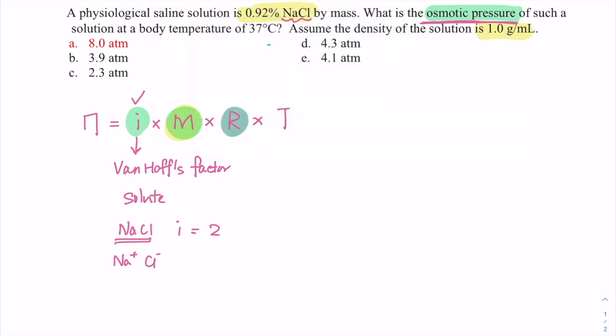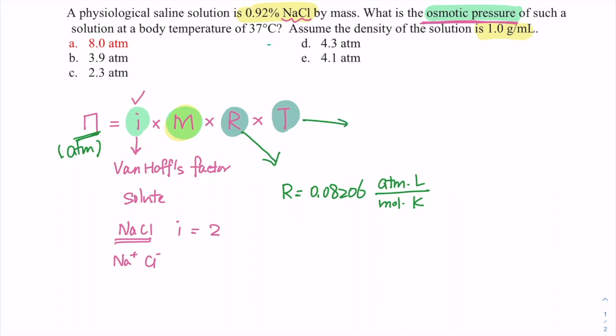Next is the R value, which is the constant. We're going to use R as 0.08206 atm·L/(mol·K). The reason is the units: because we are calculating a pressure, the pressure in this equation needs to be in atm, atmospheres. The last term is temperature, and its unit needs to be K so that we can cancel those units out.